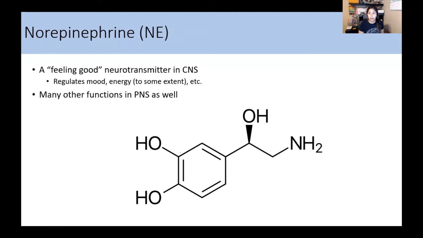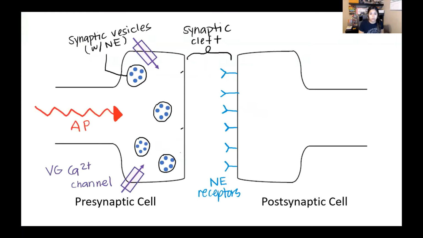Okay, so we're going to talk about the whole process of the release of norepinephrine. This again should be even more review. You have an action potential that comes in to the presynaptic cell. Make sure that you know this as well. We have a presynaptic cell where the neurotransmitters are, and then you have a postsynaptic cell where the receptors are going to be for that neurotransmitter. So NE for norepinephrine. These are norepinephrine receptors.